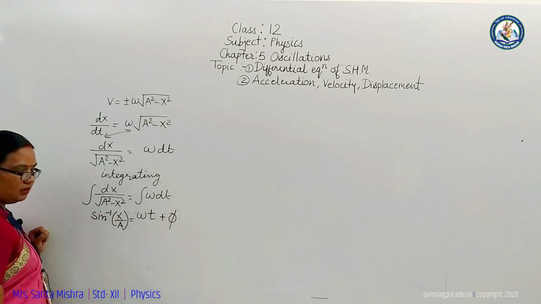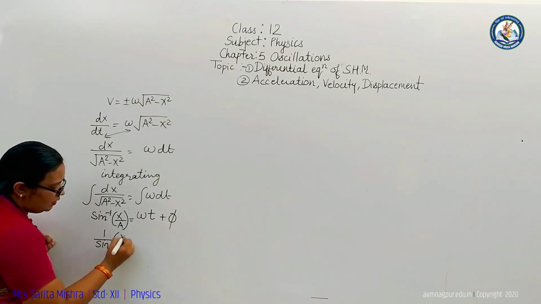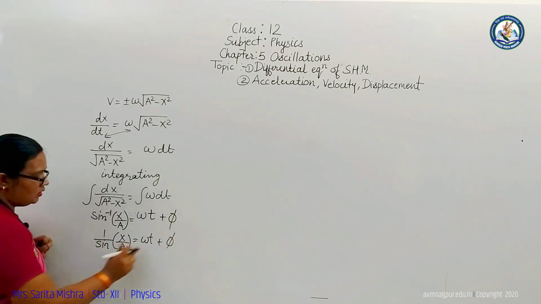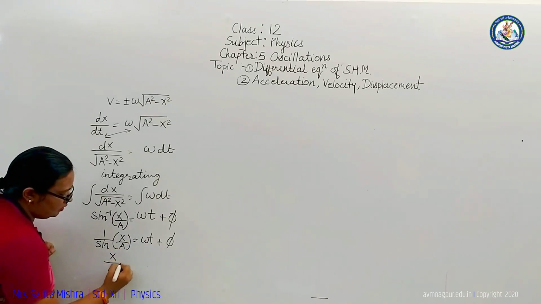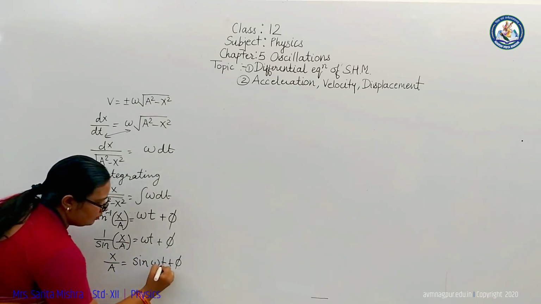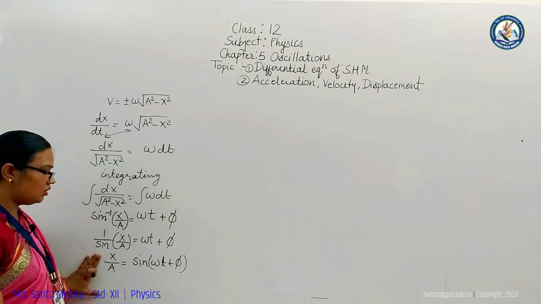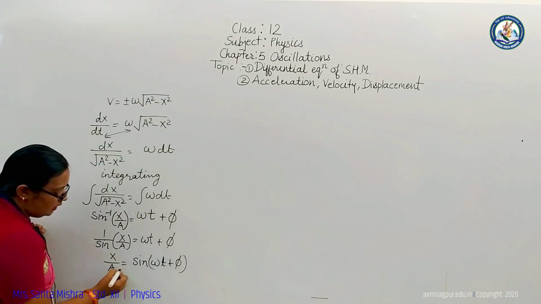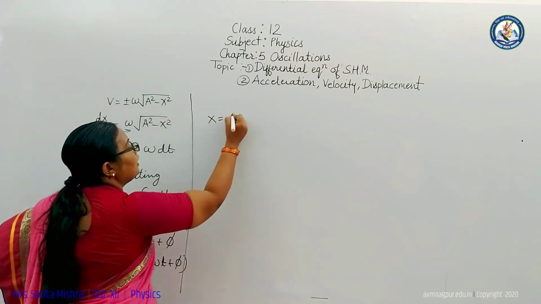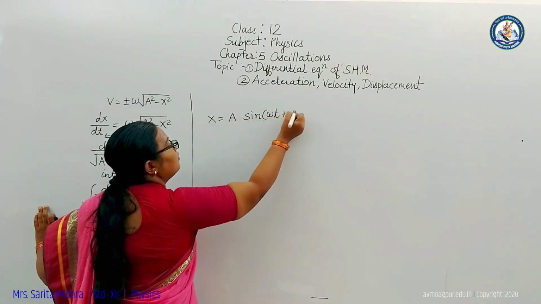Now sine inverse of x by a equals omega t plus phi. Now this sine goes to the other side, and x by a equals sine of omega t plus phi. As we want the expression for the displacement of simple harmonic motion, a goes to the other side and this changes to x equals a sine of omega t plus phi.